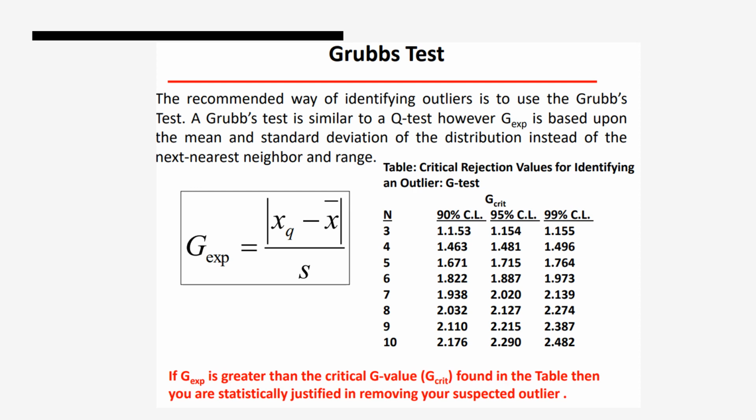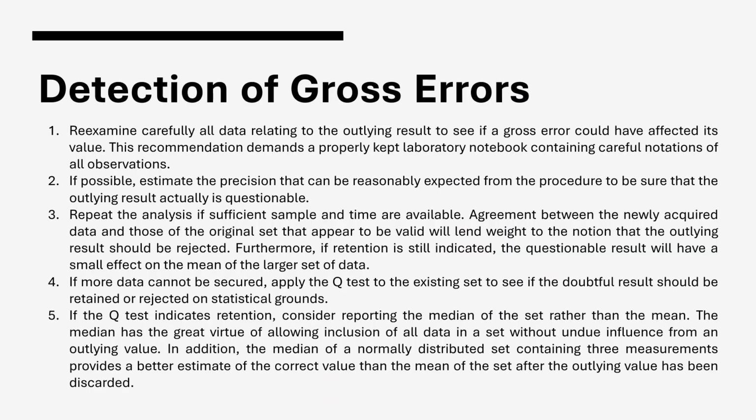Another test in removing your outlier is your Grubbs test. Your questionable result minus the mean, over your S, or the standard deviation of the distribution. You can get your G experimental. So when your G value is greater than your G critical, therefore we can remove our data or reject the data. So the Grubbs test and your Q test are actually tests for your outliers.